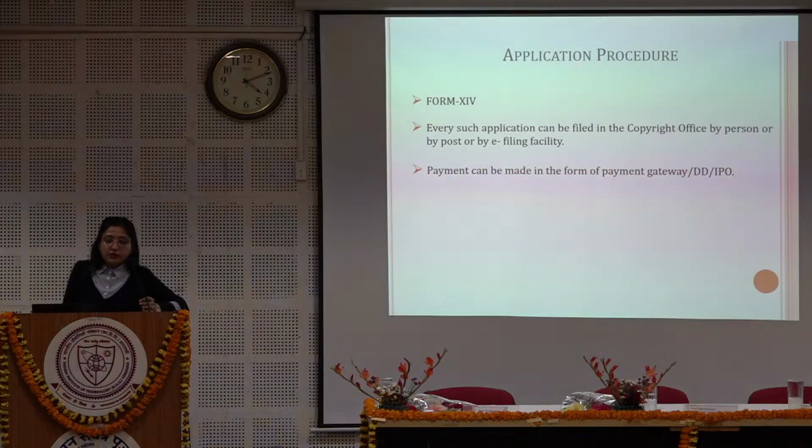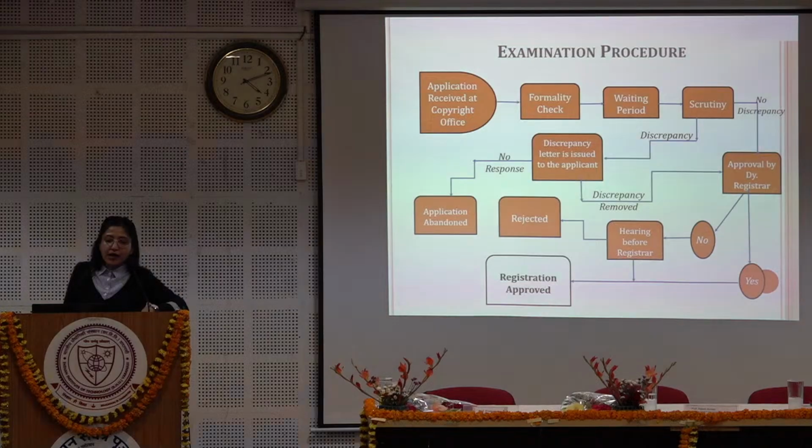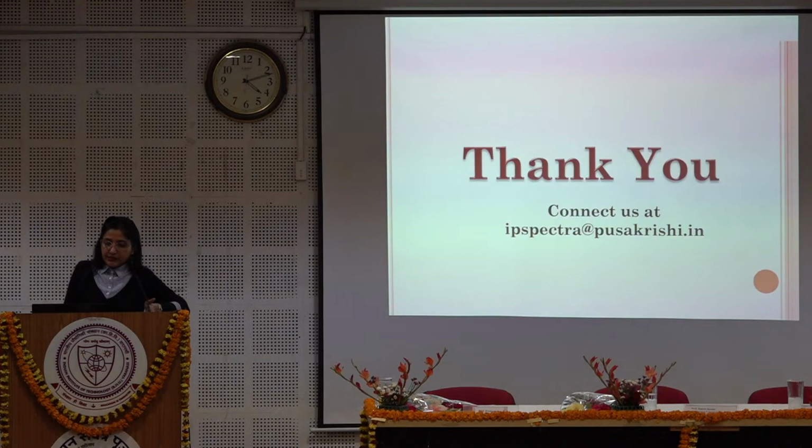For copyright, there is this Form 14 which one needs to file through e-filing, along with payment of the fee which I have told you before. How copyright happens is you submit your application, then it goes for scrutiny by the copyright office. If they find any discrepancy, a discrepancy letter comes to you and you need to answer it. If you answer it well and it is accepted by the registrar, they give you the registration of copyright, otherwise they reject it. A hearing can also be held in that case.